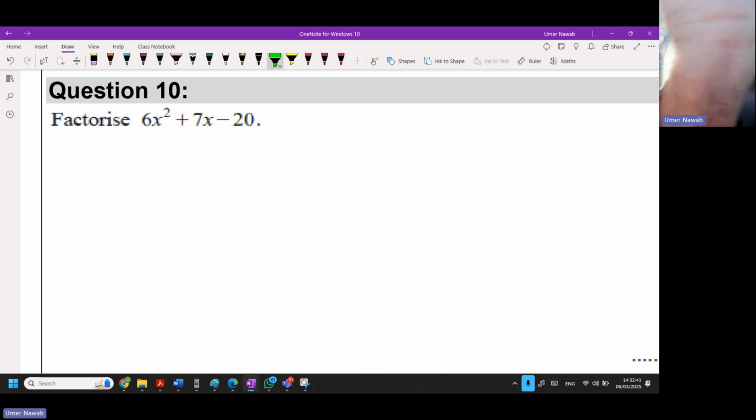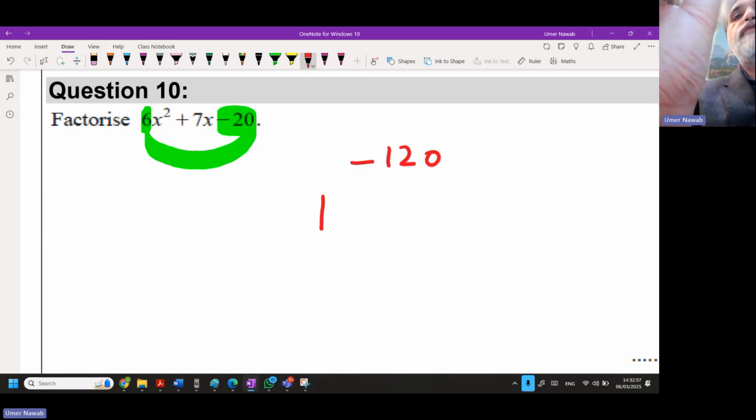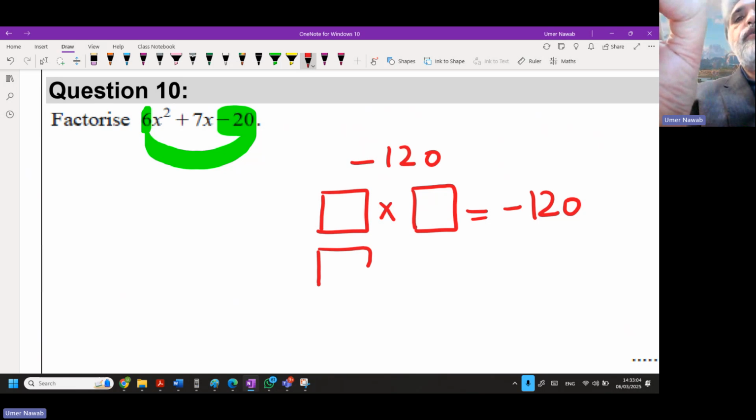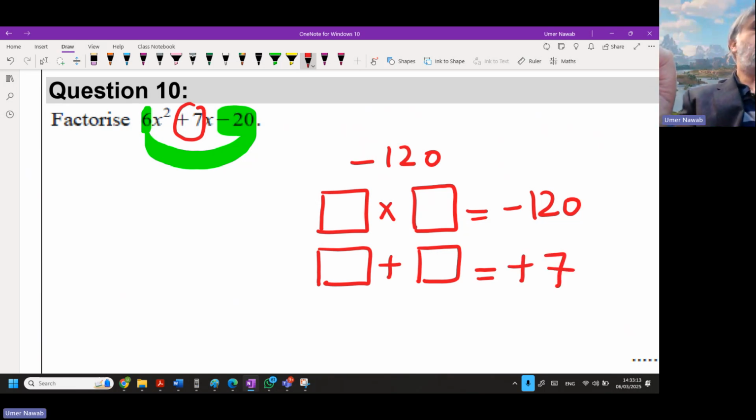In the class, many times I told you, you just need to multiply 6 with the negative 20. When you multiply 6 with the negative 20, it leaves behind negative 120. Now, you need to think of two numbers in the exam. When you multiply them, it should give minus 120, and if you add the same two numbers, you should get the middle number, which is plus 7. Now, can I think about those two numbers?